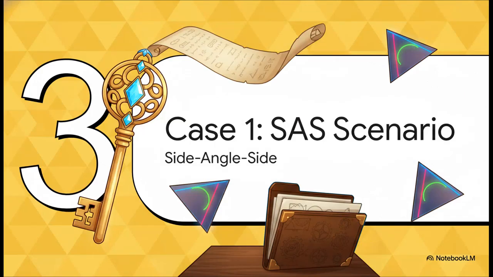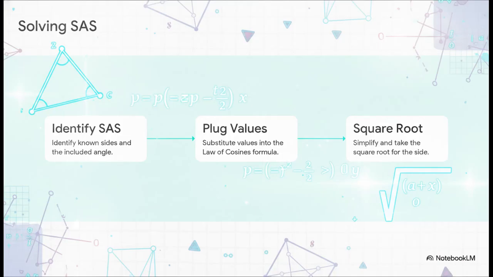All right, let's dive into part 3, case 1, the SAS scenario. Armed with our shiny new master key, we are officially ready to open our first case file, where we know 2 sides and the included angle directly between them.